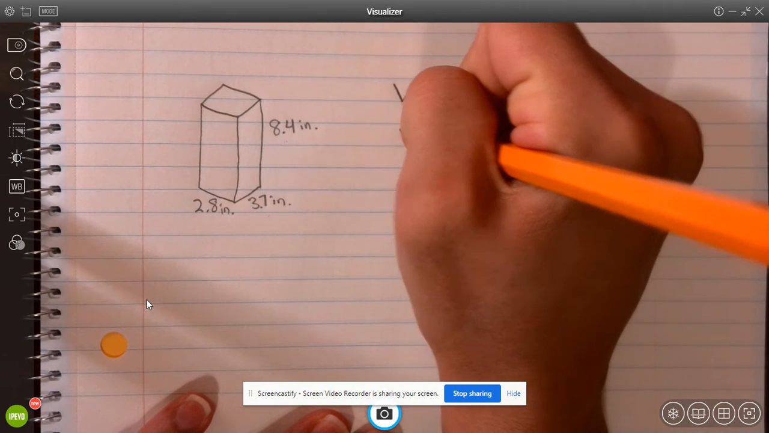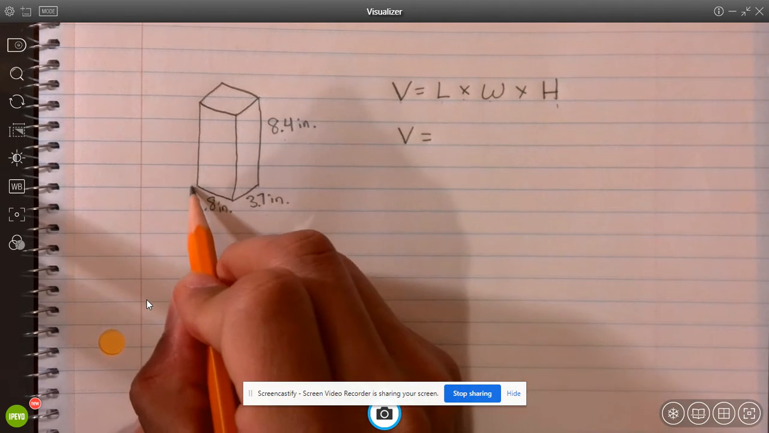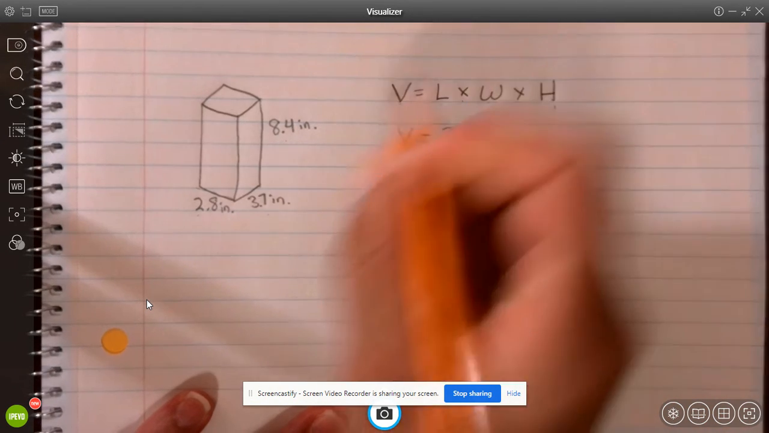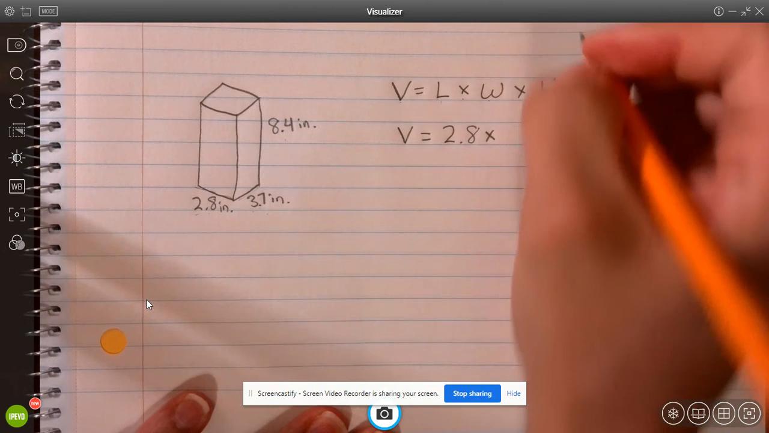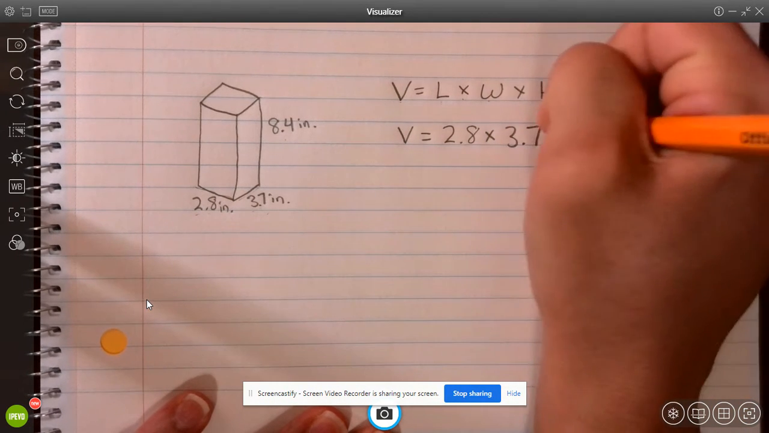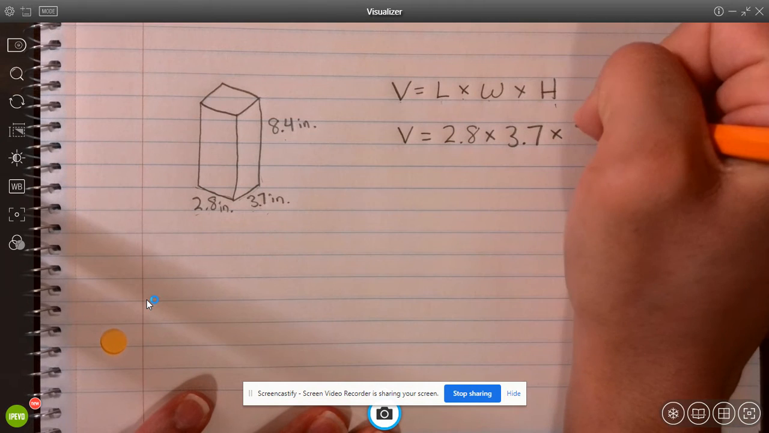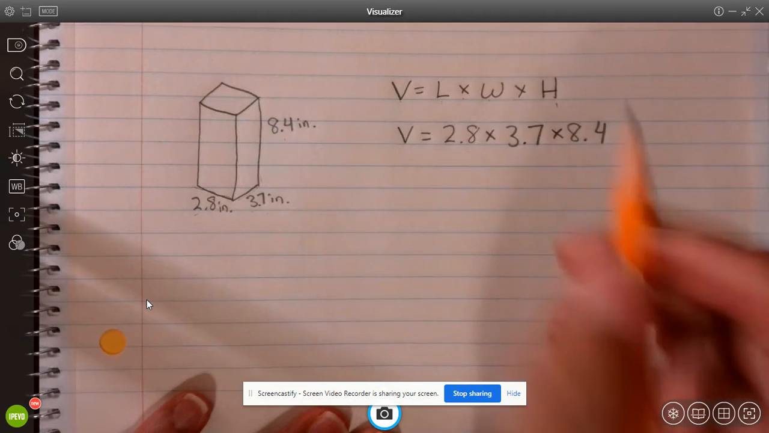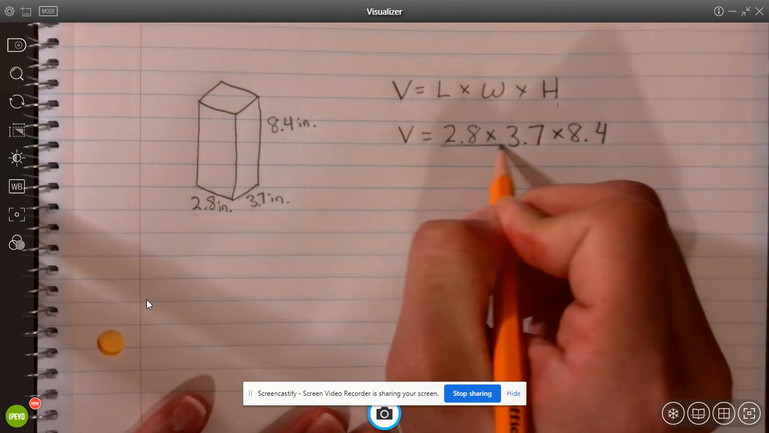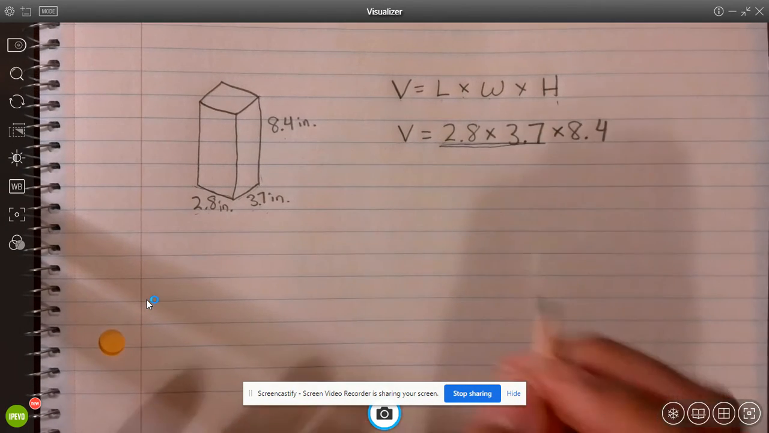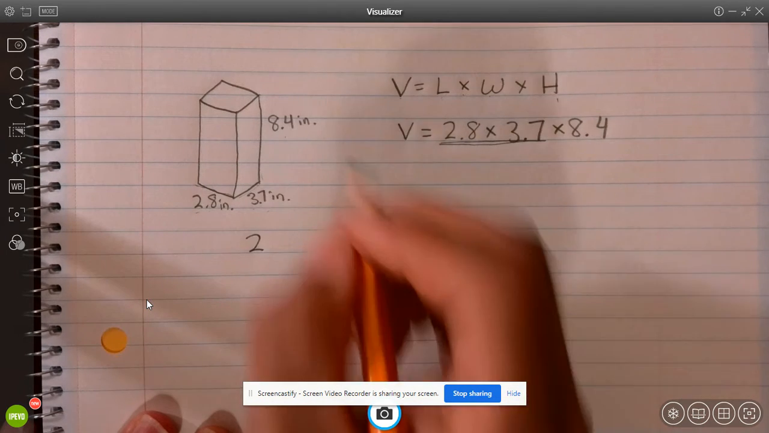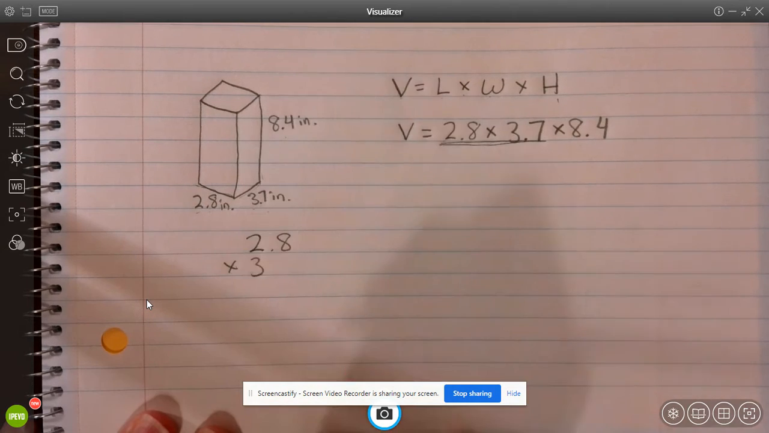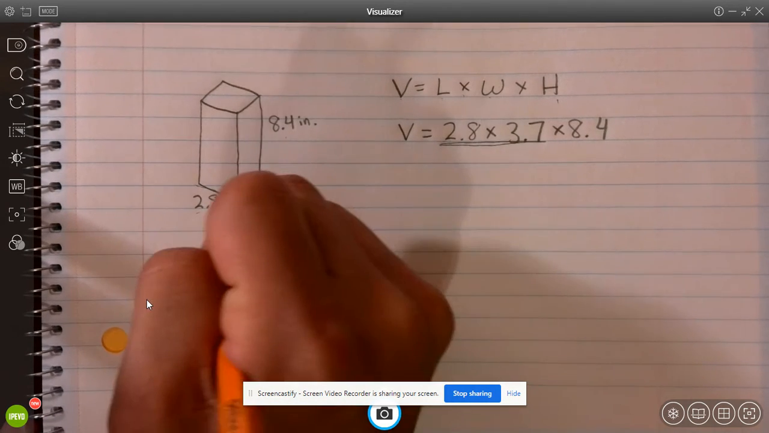So volume equals the length right here, 2 8/10, times the width, 3 7/10, times the height, which is 8 4/10. Okay, so I'm going to first multiply the length times the width. So 2 8/10 times 3 7/10.